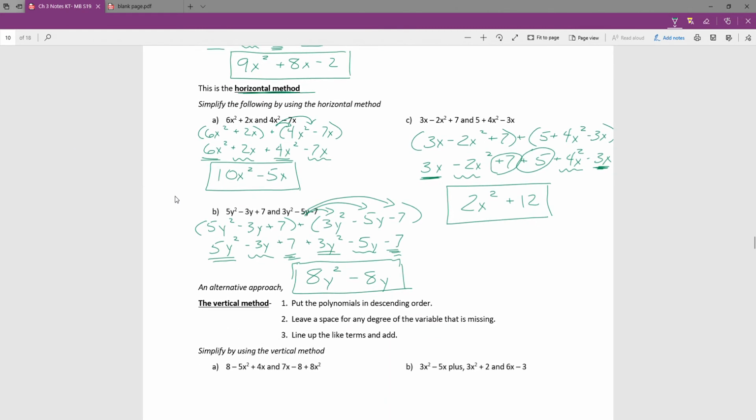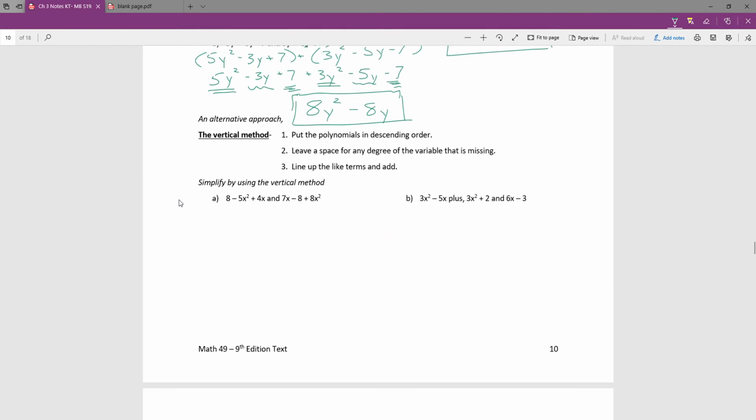So there is an alternative approach. You can do a vertical method. So same as you can add 2 plus 4 horizontally, you could add 2 plus 4 vertically, right? Now, the thing when you're adding vertically, you want to line things up for their place value. When we're adding polynomials, we want to line things up for their like terms. And so this is my alternative approach, the vertical method.